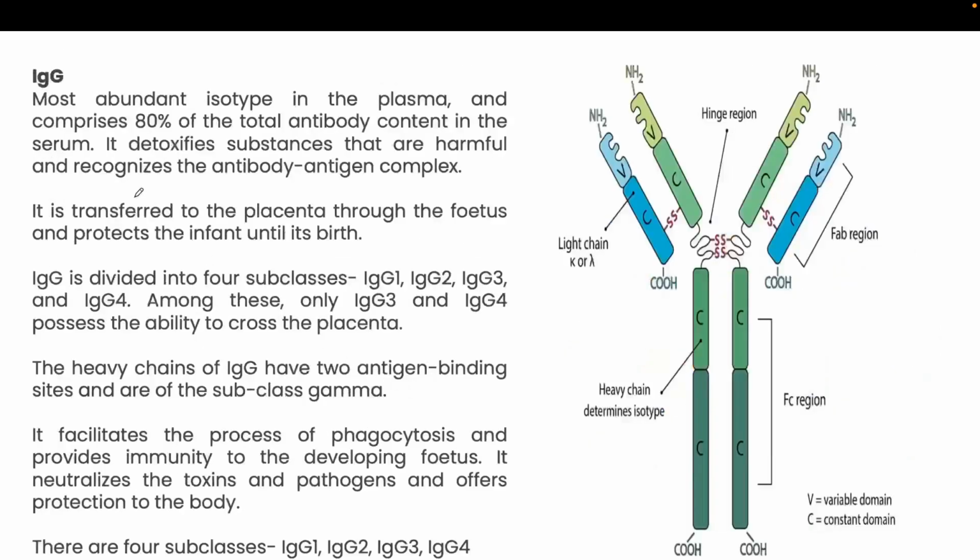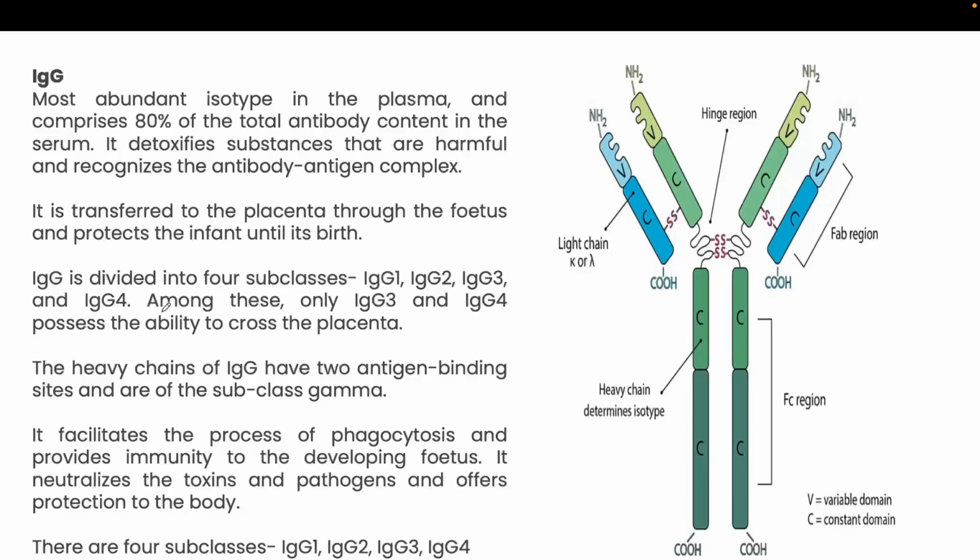Then you have IgG, the most abundant isotype in the plasma, which comprises 80% of the total antibody content in the serum. It detoxifies harmful substances and recognizes antigen antibody complexes. It is transferred through the placenta to the fetus and protects the infant until birth. So it is the only antibody which can cross the placenta.